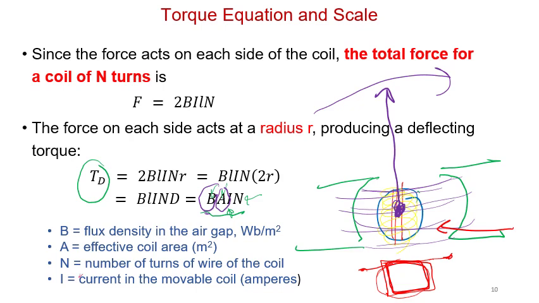N is the number of turns for this coil. How many turns? This is 1 turn, 2 turns, 3 turns, and so on. I is the current flowing in it. I is the current flowing in the coil. So this is the coil, and as I said, the coil has 2 terminals. The current flowing in the coil is known as I.